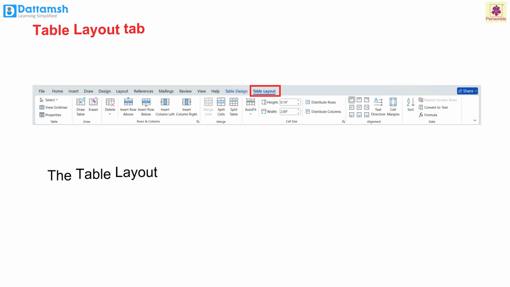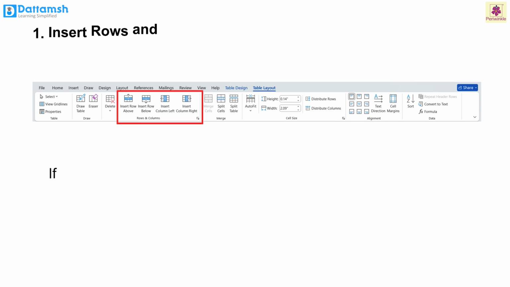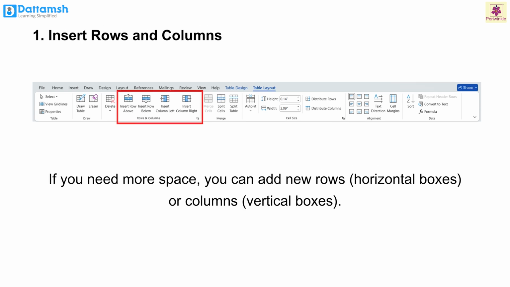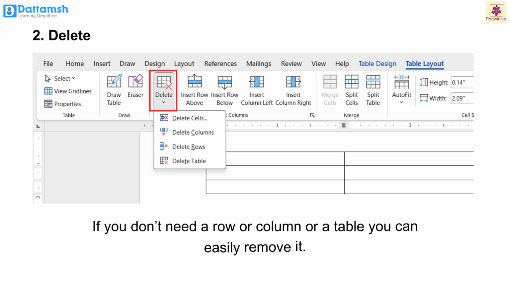Table Layout tab. The Table Layout tab helps you organize and arrange your table. Think of it as a toolbox for fixing and adjusting your table. Insert rows and columns. If you need more space, you can add new rows, that is horizontal boxes, or columns, that is vertical boxes. Delete. If you don't need a row or a column or a table, you can easily remove it.